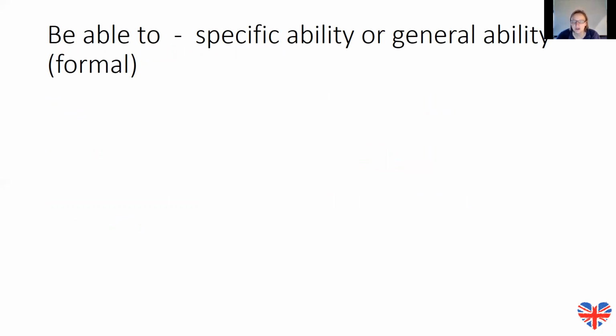Now we use this one to talk about a specific ability, so a particular thing now. Or if we want to be formal, we can talk about general abilities. So for example, if you're going to apply for a job, in your job application letter, you're going to say, I was able to organise a team of 20 people, not I could. Or you could say, I am able to arrange my time, not I can arrange my time. So it's just a more formal way of saying something for general ability, or it's the way we use to talk about specific ability.